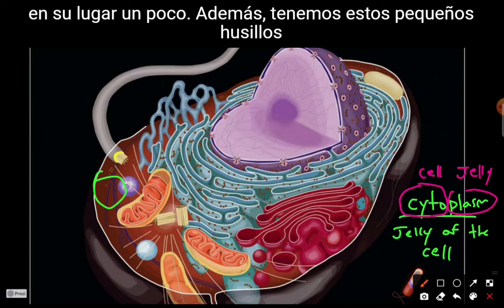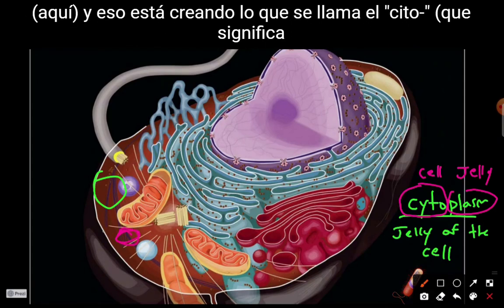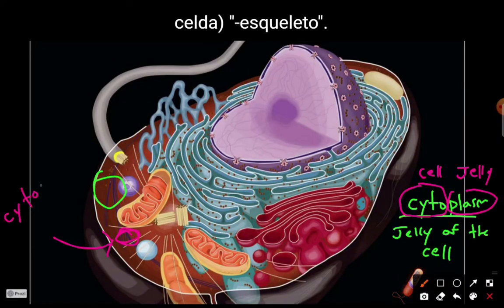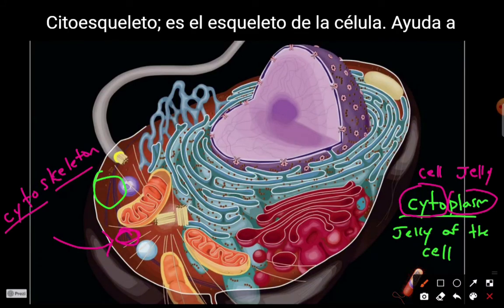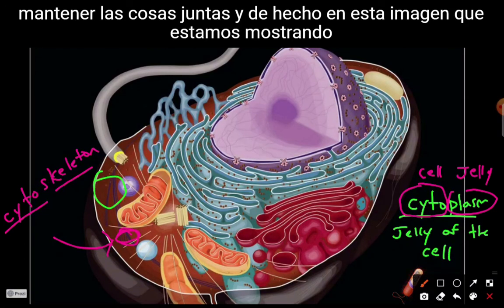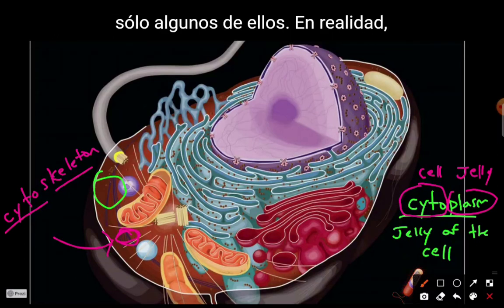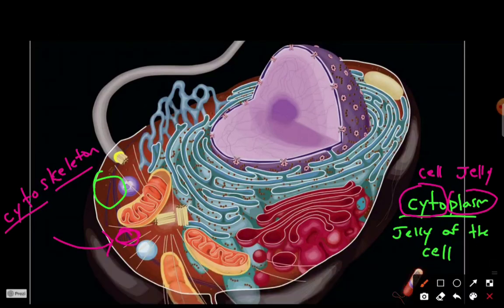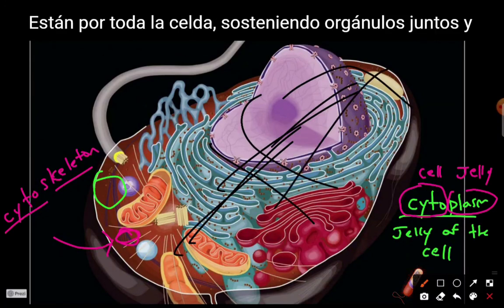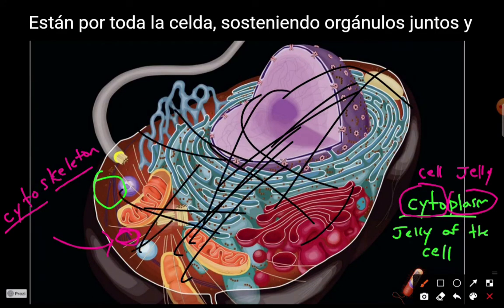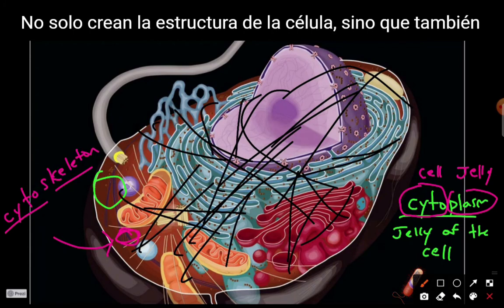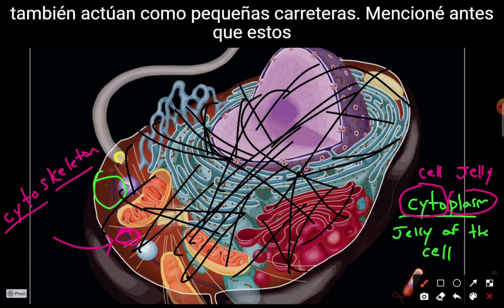In addition, we have these little spindles here, and that's creating what is called the cyto, meaning cell, skeleton. Cytoskeleton. It is the skeleton of the cell. It helps to hold things together. And actually, in this picture, we're showing only a few of them. In reality, they are just everywhere. They're all over the cell, holding organelles together. And they're very, very important. Not only do they create the structure of the cell, but they also act as little highways.